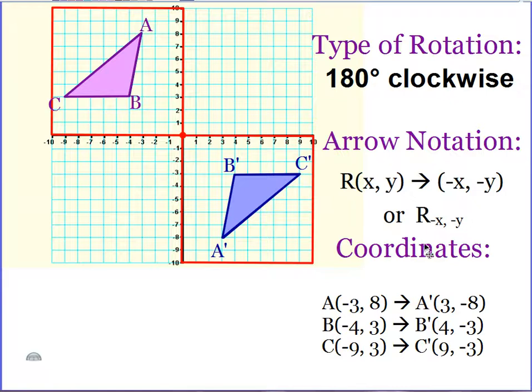Our abbreviated notation, we can say R sub -x, -y, or we can say R sub 180 clockwise. Both notations are going to indicate the same amount of rotation.